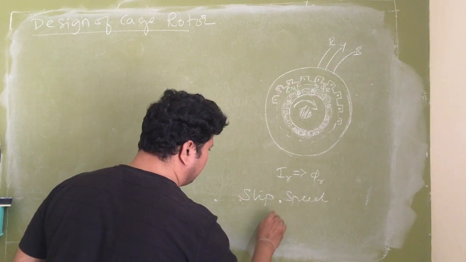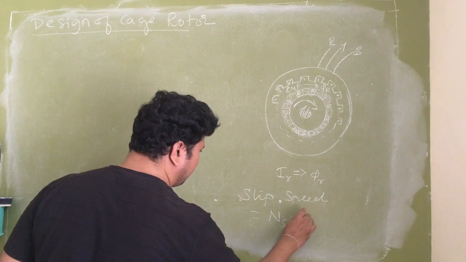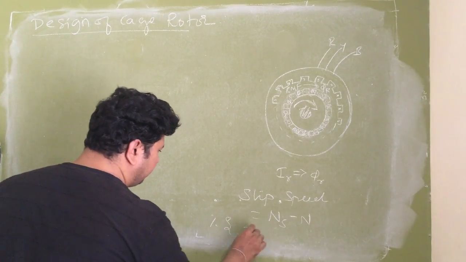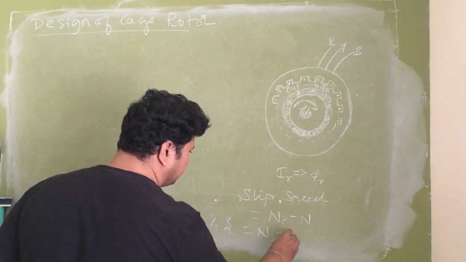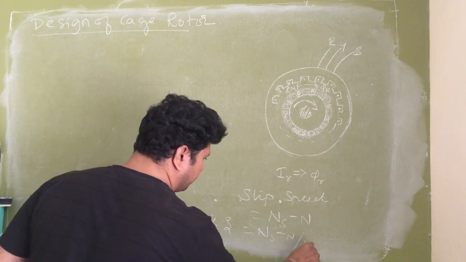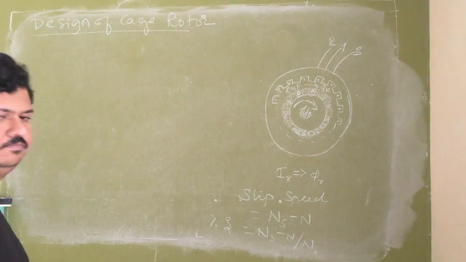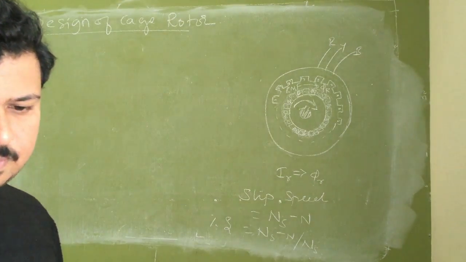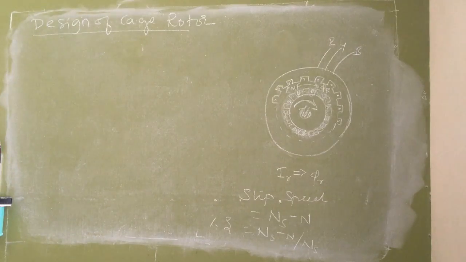Slip speed is the relative motion, simple relative speed, Ns minus N. This is slip speed, and percentage slip S is given by Ns minus N divided by Ns. Okay.